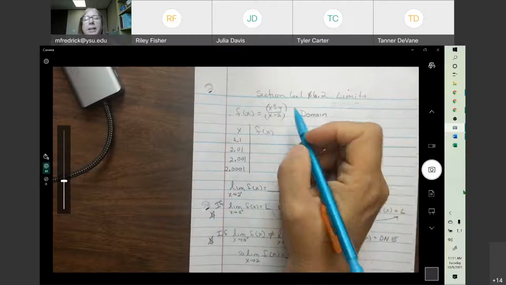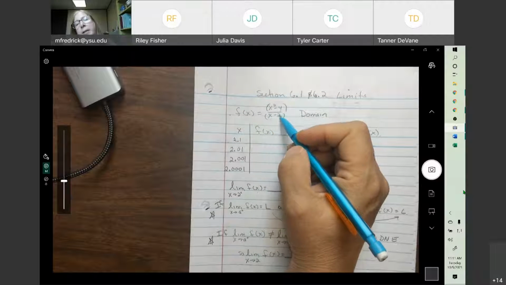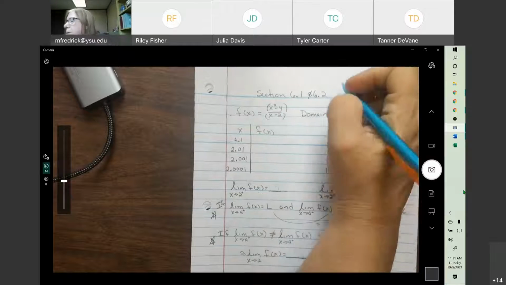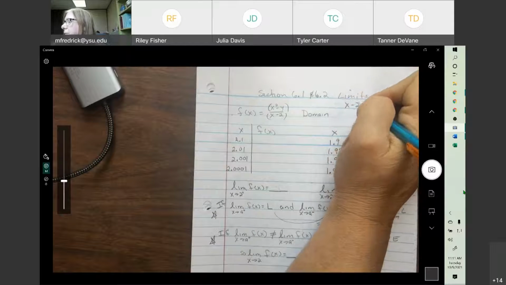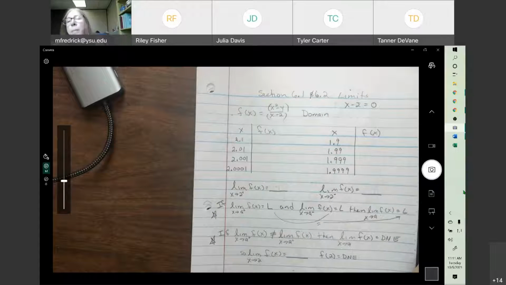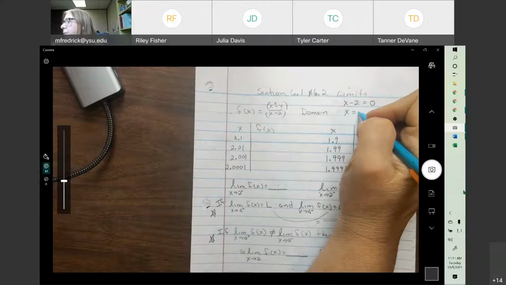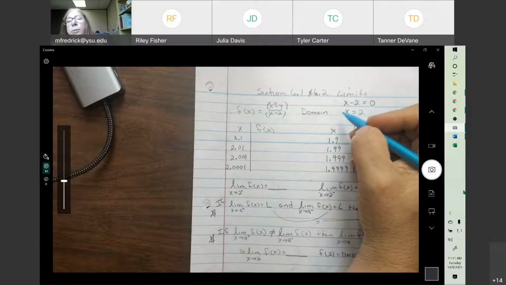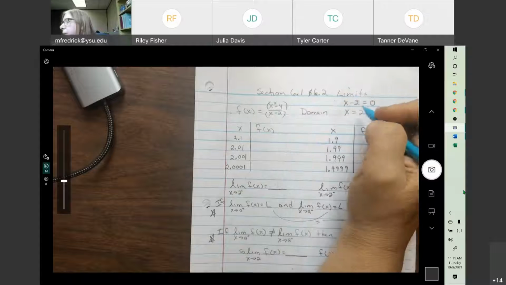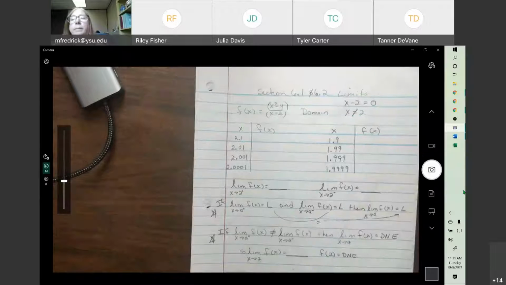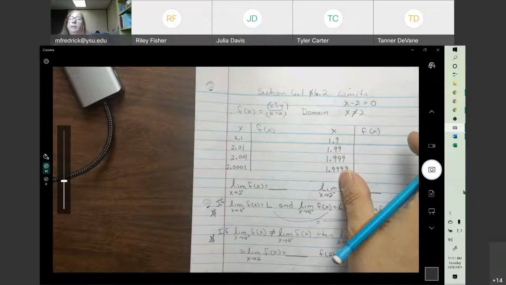Remember, when we find the domain and you have a fraction, you have to set the denominator equal to 0 and then solve. If we add the 2 to the other side, we get x equals 2. So 2 will give us 0 in the denominator. It needs to be omitted. Any questions on that?